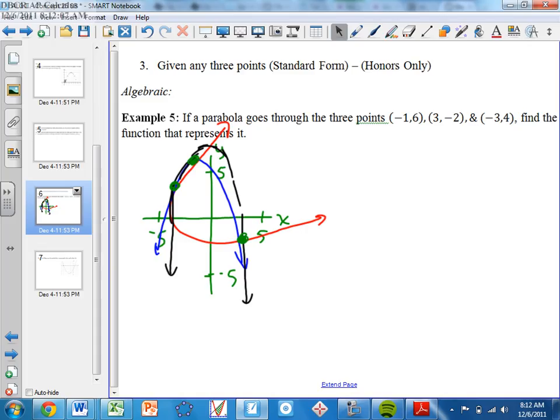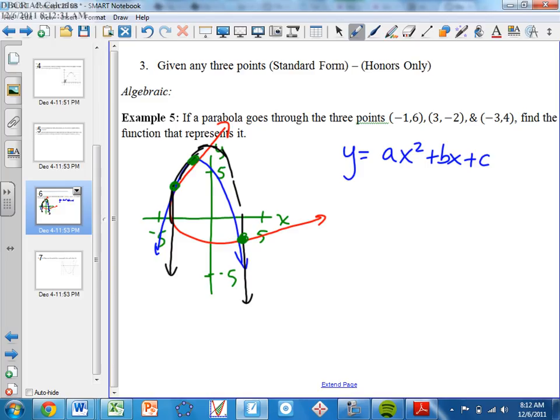X squared. Can I get a hand? Vanessa? Very good. Again, ax squared plus bx plus c. Again, this is standard form.